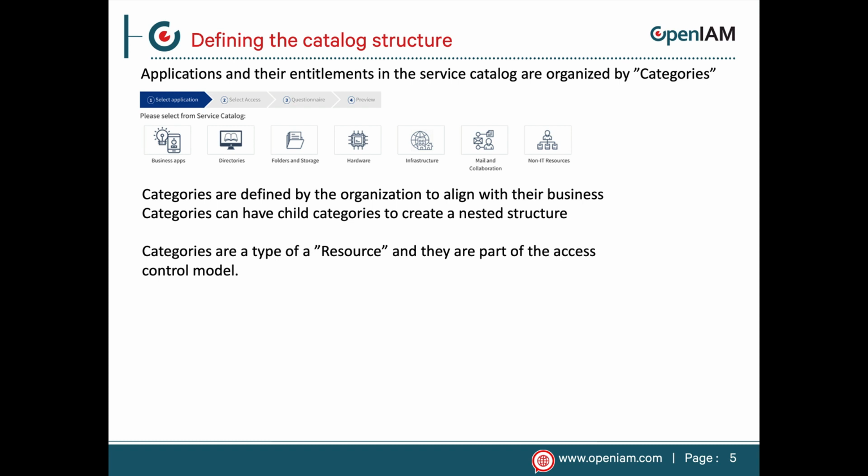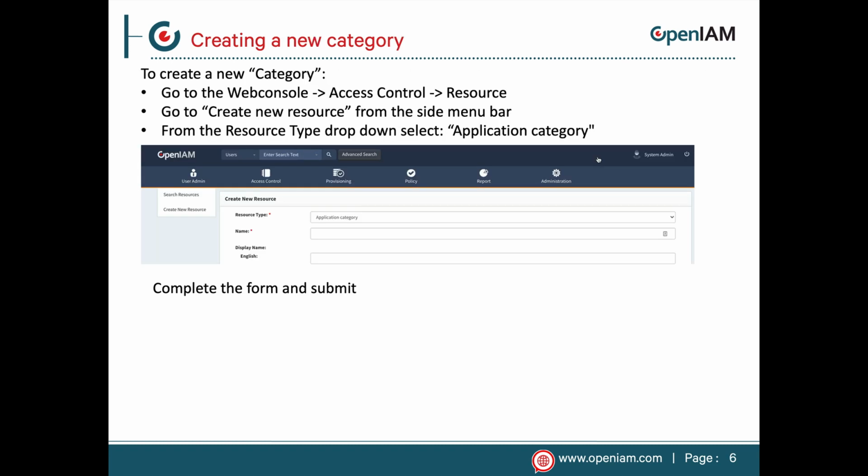Categories are a type of resource. All resources, regardless of type, are part of the OpenIAM access control model. Categories can have child categories. In this way, we can appropriately categorize all applications and provide end users with an intuitive interface to find what they are looking for.